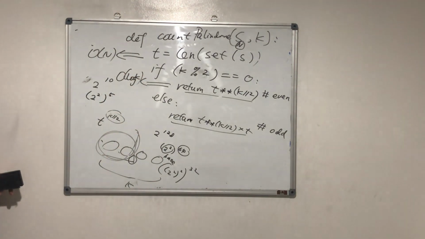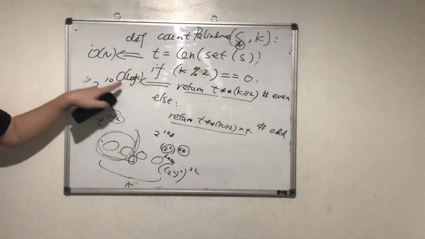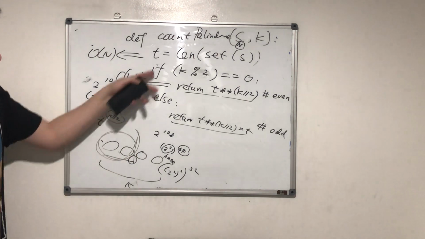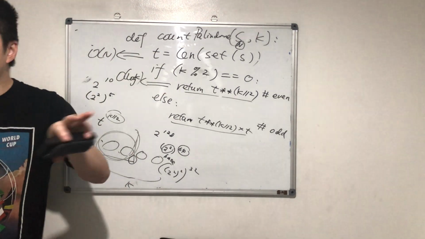Maybe it'll be O(n log n)? No, I'm just saying this is O(n), and this is O(log k). So what's the time complexity? O(n log k)? Why do you multiply? It's two different things, two different events.